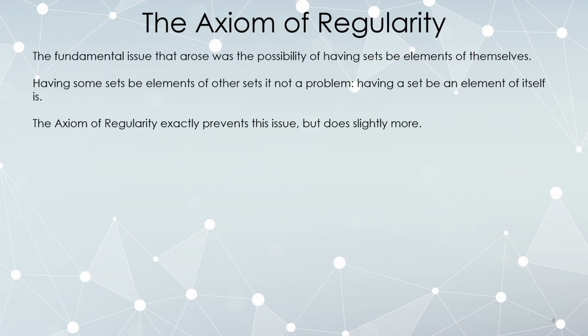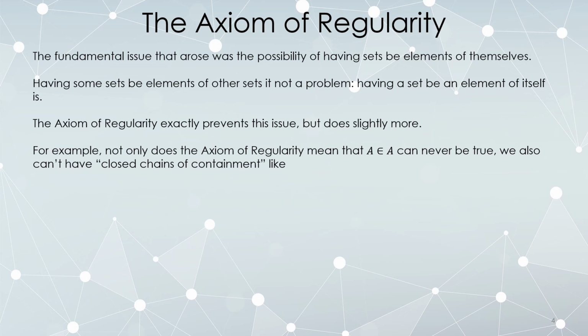The axiom of regularity exactly prevents this issue, but actually a little bit more than just that. For example, the axiom of regularity does not just prohibit a set being an element of itself. You could invoke as an axiom, there is no set A so that A is an element of itself. But the axiom of regularity actually prohibits a little bit more. You can't have chains of containment, like A is an element of B and B is an element of A. These two statements together don't expressly tell you that A is an element of A. Notice these are not subsets, so I can't use transitivity. These are just elements.